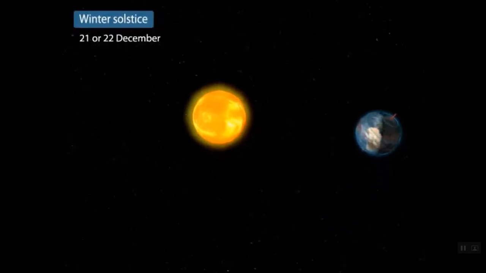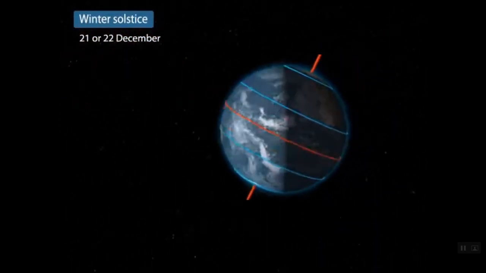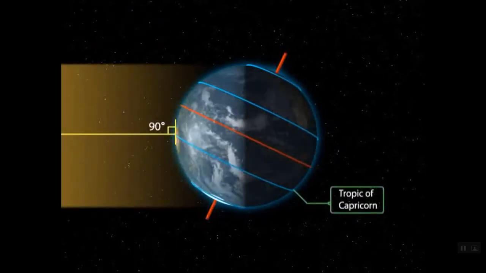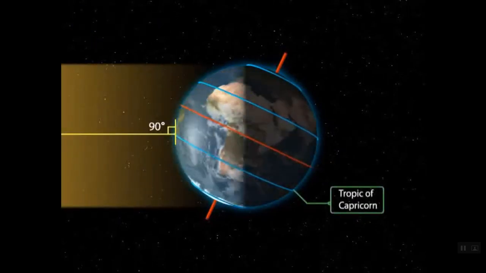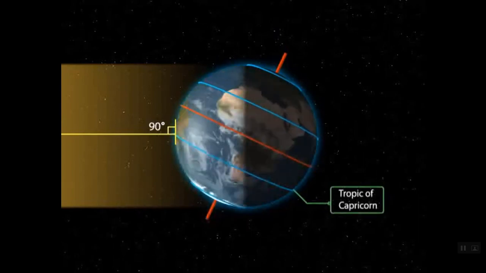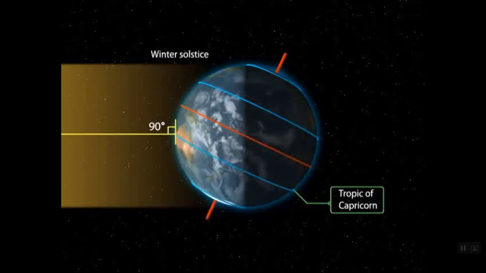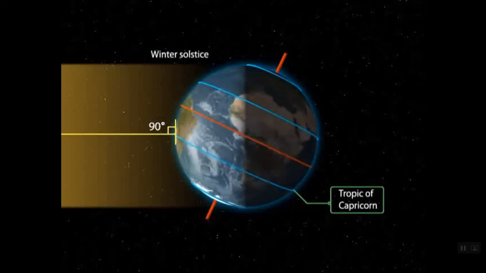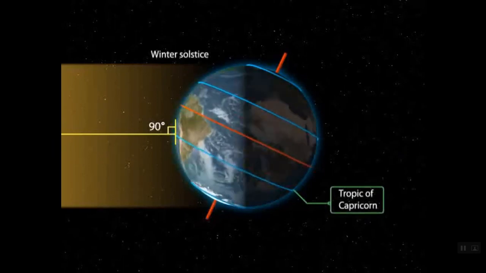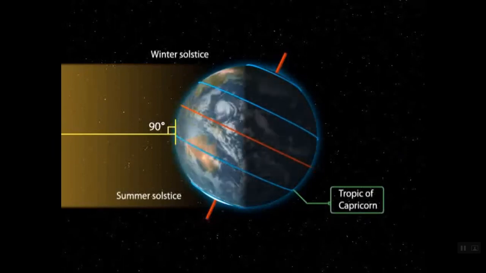Winter solstice. On the 21st and 22nd of December, the overhead sun is over the Tropic of Capricorn. It receives the largest amount of solar radiation. On this day, the northern hemisphere is in the winter solstice, while the southern hemisphere is in the summer solstice.